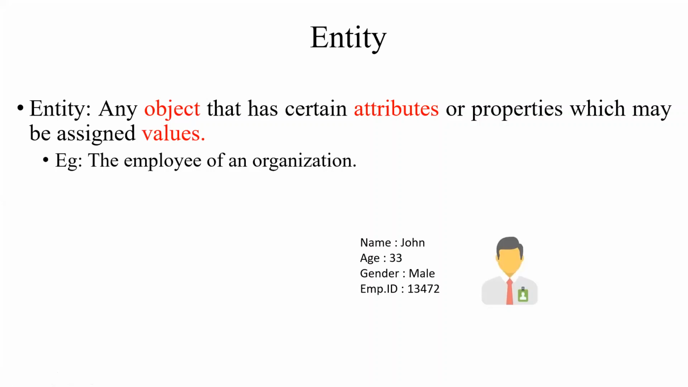You can tell a car, a pencil pouch, or whatever you have with you, which can be described or differentiated using a set of properties, and these properties should be assigned some values, right? So what is an entity? Entity is an object which has certain properties, and these properties can be assigned some values. As I told, an employee can be described using this set of attributes or properties: name, age, gender, and employee ID. And these properties can be assigned some values.